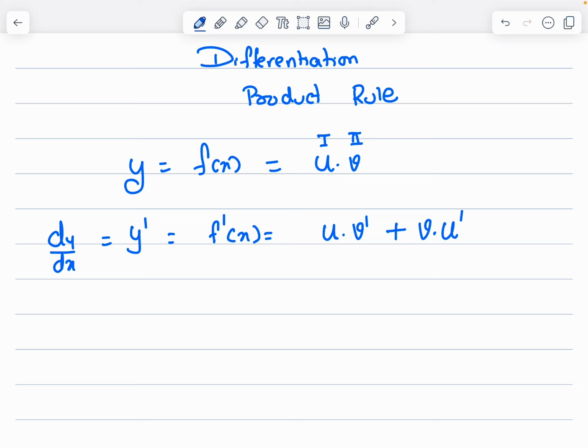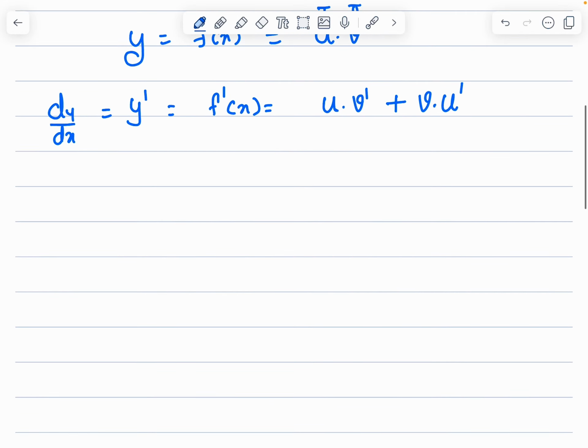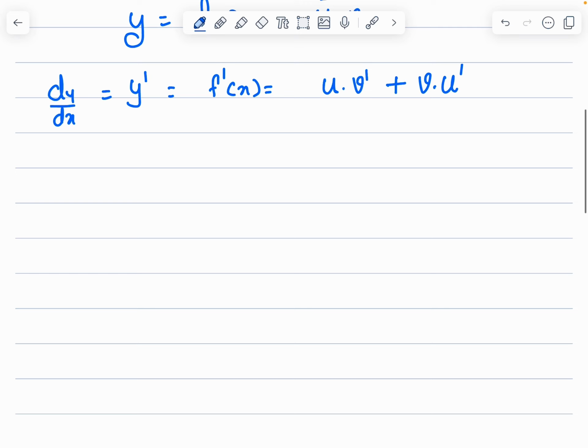When you are writing the first function as it is, find the derivative of the second, plus, swap it out next time. Write the second function as it is, find the derivative of the first, and it is times. So (uv)' equals uv prime plus vu prime. So let us do some questions based on this concept, and a lot of questions, not only some, a lot of questions.